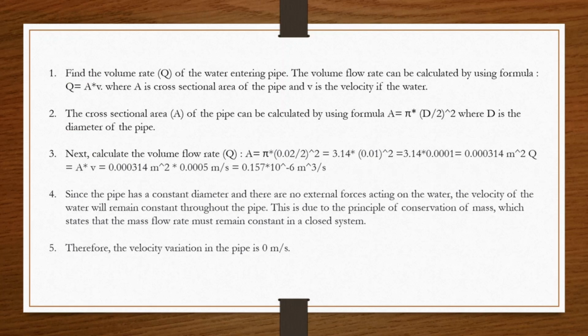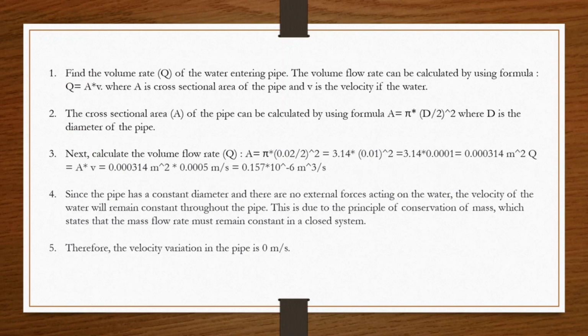And for step 3, calculate the volume flow rate with the given formula, and we will get the final answer, 0.157 times 10 to the power of negative 6 meter cube per second.